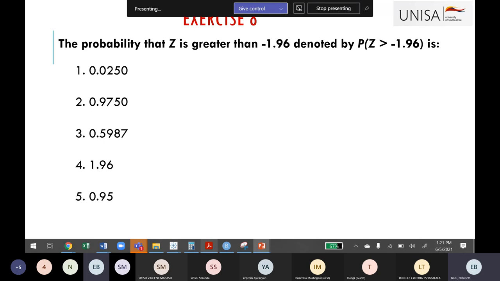Next, the probability that Z is greater than minus 1.96, denoted by the probability of Z greater than minus 1.96. So you need to find the probability. What do we need to do here? One minus the probability that Z is less than negative 1.96. Yes. So go find the probability of Z less than negative 1.96.